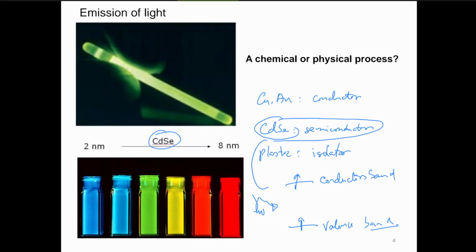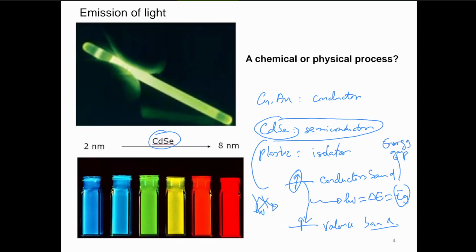If you then turn off the photon, this electron will go back to the valence band. Because at the excited state, that means at the conduction band, the energy is higher than the valence band position. So when it goes back from the conduction band to the valence band, it will release a photon with an energy equal to what we call the energy gap.